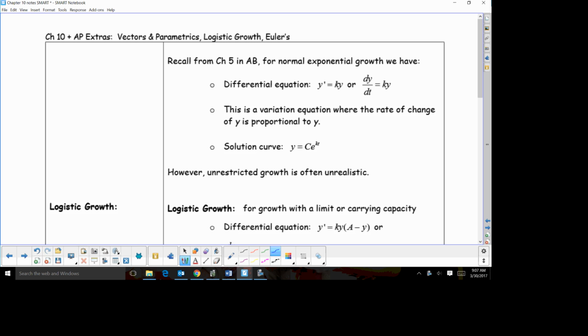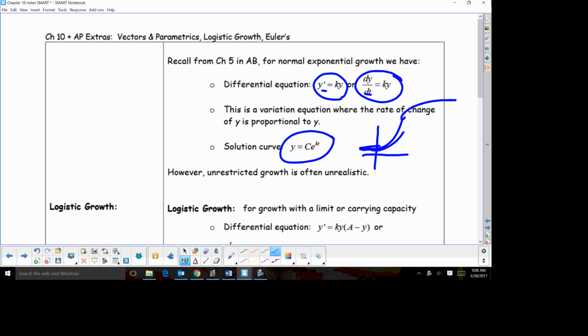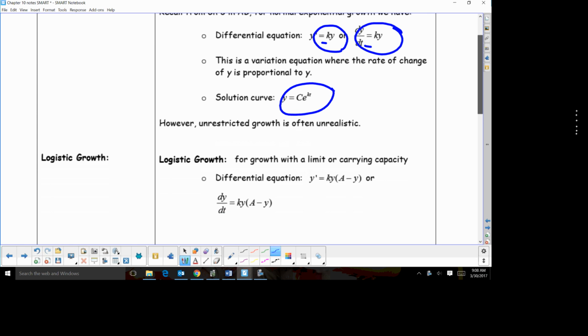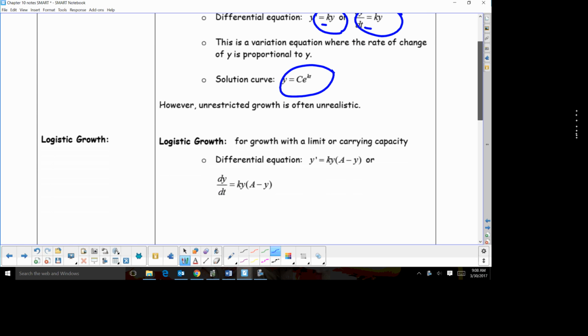Okay, so here, back in AB, we solved differential equations that looked like this. Same thing, y prime is dy dt. And we got this exponential. And we said, hey, this is no longer always realistic to always be an exponential growth, right? Because eventually it could become logistic growth. The logistic growth differential equation is this guy right here.